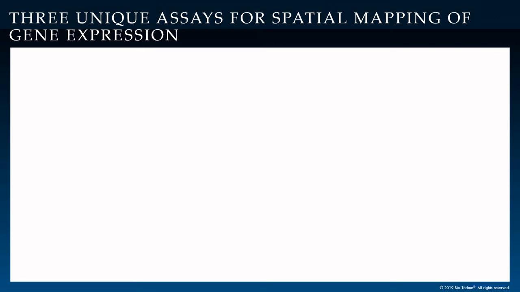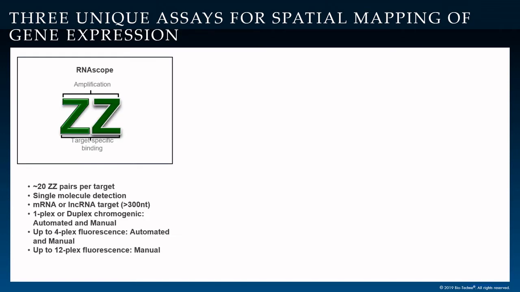So under this RNAscope technology, ACD offers 3 unique assays for spatial mapping of gene expression. The first is the standard RNAscope assay. The standard RNAscope assay consists of about 20 Z pairs, as I mentioned earlier, per target. You can use it for detection of both mRNAs or long non-coding RNA targets that can be anywhere over 300 nucleotides. This is available as a singleplex or a duplex assay or a multiplex assay where you can go to up to 12 targets simultaneously on a single tissue section.